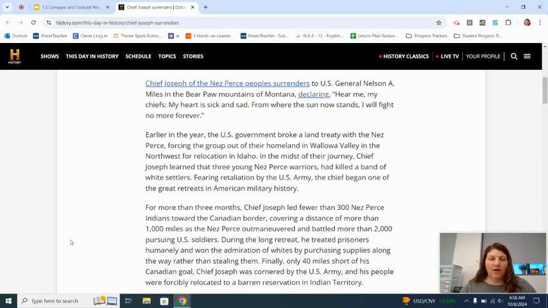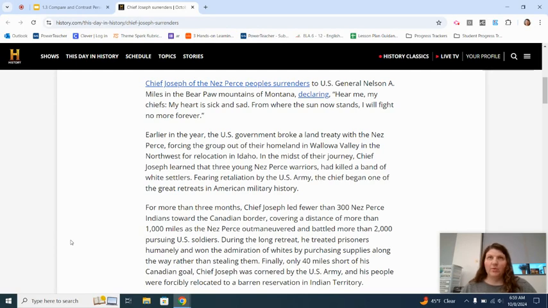Over the span of more than 3 months, Chief Joseph led fewer than 300 Nez Perce Indians toward Canada and covered over 1,000 miles as they battled more than 2,000 pursuing U.S. soldiers. So fewer than 300 Nez Perce Native Americans versus 2,000 U.S. soldiers. When Chief Joseph and the Nez Perce people were only 40 miles away from Canada, the Nez Perce were cornered and his people were forcibly relocated to a reservation.